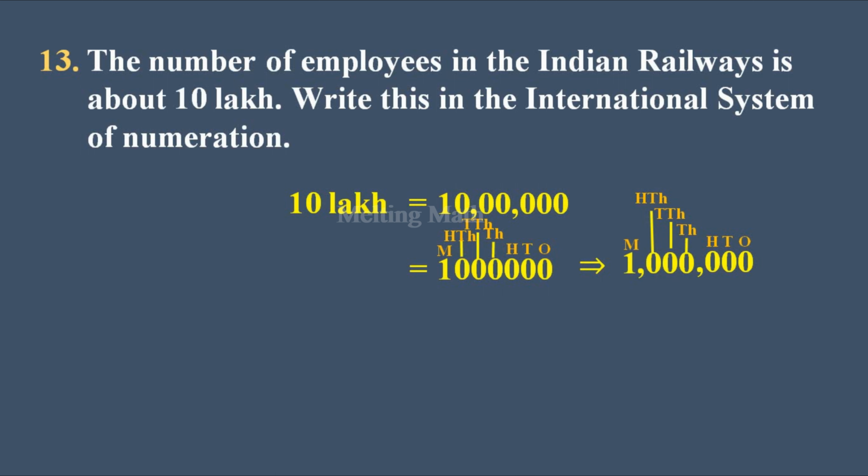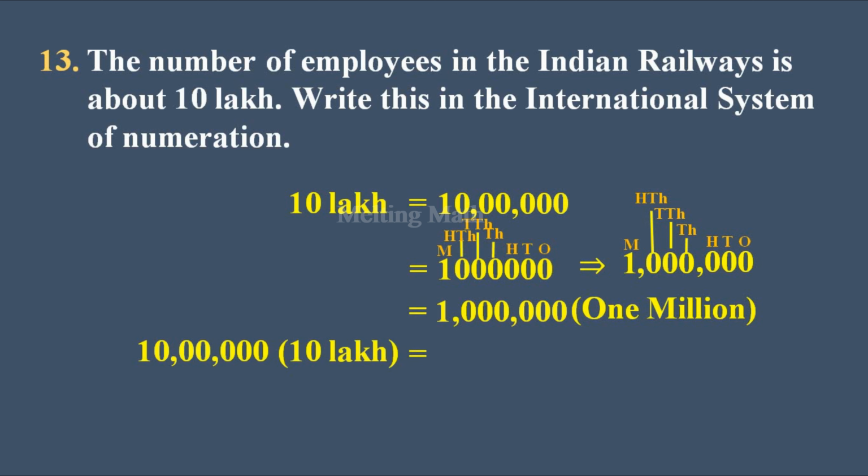Then 1 is there, so just write as it is. So this is the international value of the 10 lakh. That is 1 million. As I said, if a number has 6 digits of 0, that comes under 1 million. So the value of 10 lakh in the Indian system is equal to the value of 1 million in the international system. This is how we have to convert one Indian system number into the international system number.